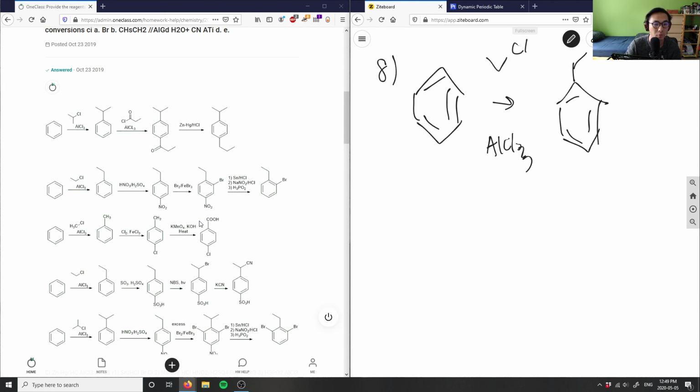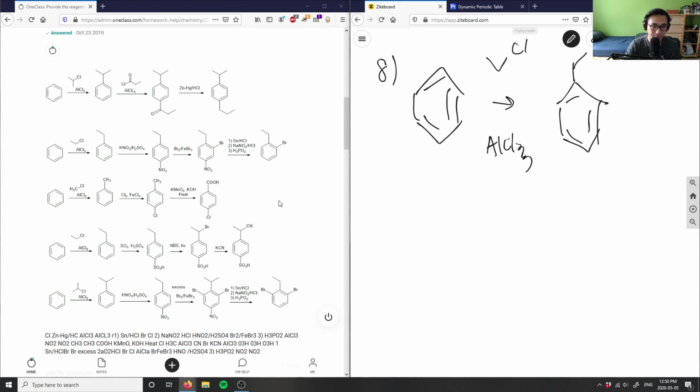And then finally, I'm going to oxidize this all the way to a carboxylic acid using a very, very strong oxidation agent, KMnO4, potassium permanganate, with potassium hydroxide. And it's going to give me my carboxylic acid at the top here. And this solution will be correct.